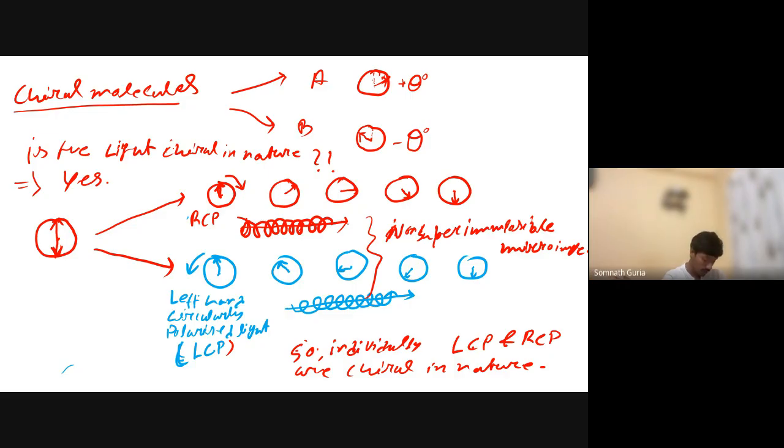Now the question is that there should be some parameter which defines this optical rotation. Let's suppose my molecule interacts similarly with left-hand circularly polarized light or right-hand circularly polarized light? The answer is no. One particular enantiomer actually interacts more with one particular circularly polarized light.